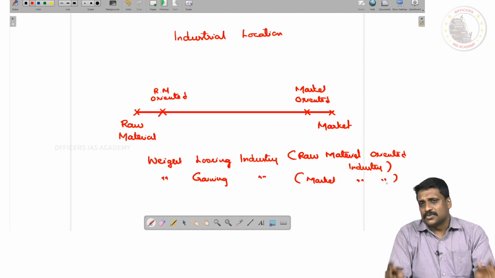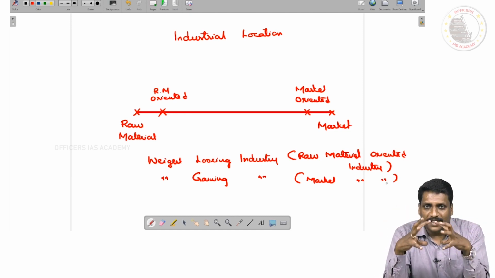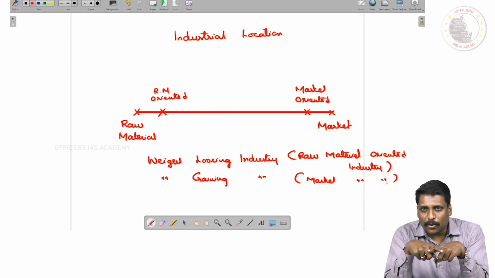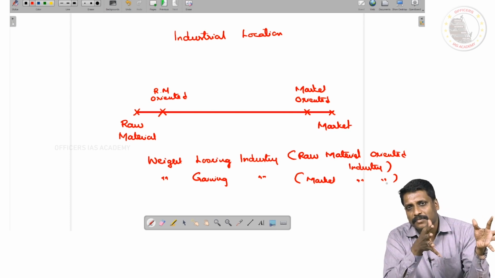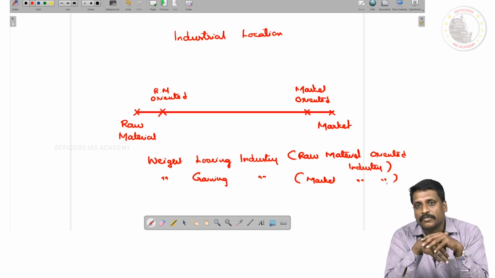Right, sir? So somewhere I understand, generally industries are of two types: weight gaining and weight losing. Depending upon the nature, where exactly this industry will be set up, this is what we'll be studying in the second part of this paragraph.